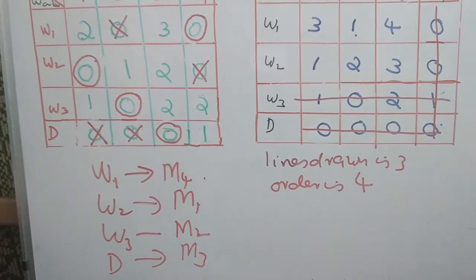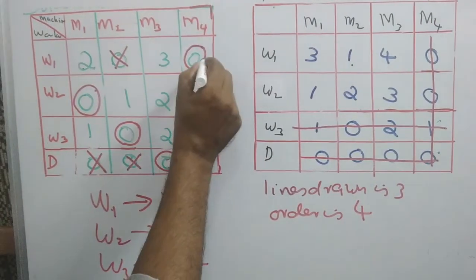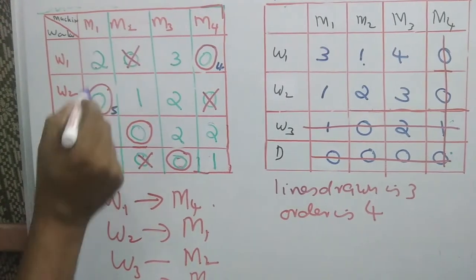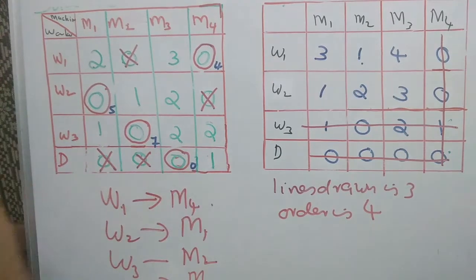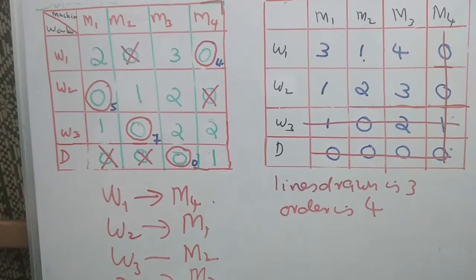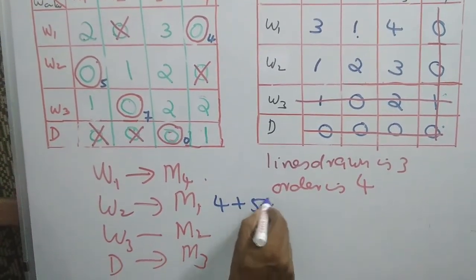So, what about the cost in the given problem? We are looking into the given problem. Here the cost is 4, allocation. Here the cost is 5. Here the cost is 7. And here the cost is 0. Therefore, the allocation cost is 4 plus 5 plus 7.